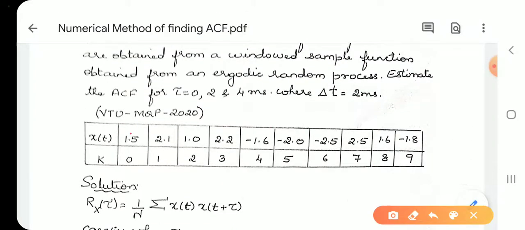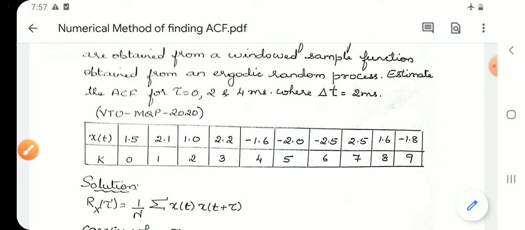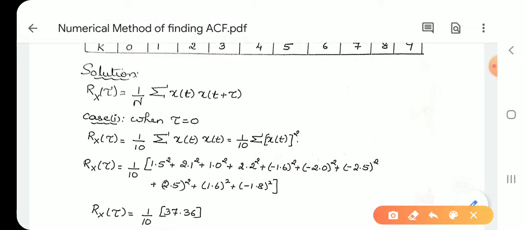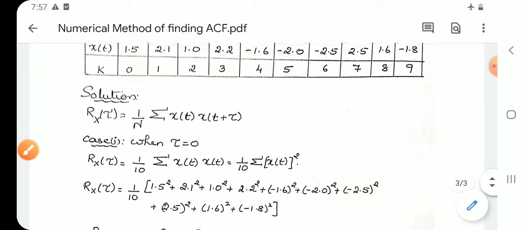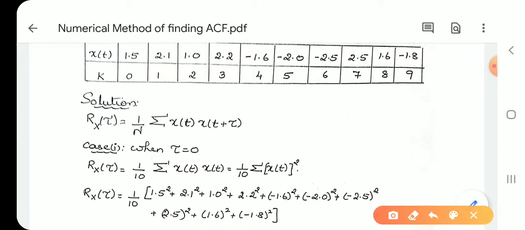Again here, the time interval between two values of x of t is 2 minutes. At every 2 minutes the value is taken. So let us now calculate the ACF, or the autocorrelation function. The formula is 1 by n into sigma x of t into x of t plus tau. When tau is equal to 0, as done in the previous problem, x of t into x of t becomes sigma x of t whole square. So we have to take all the values of t and square them.